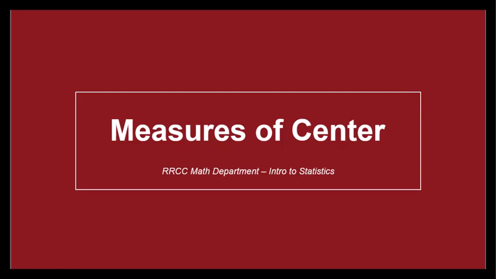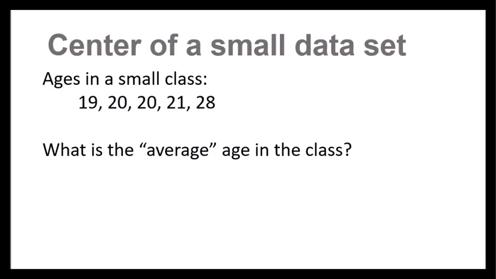Hi everyone, in this video we're looking at measures of center. So as an example, I want to look at a really small data set. These are some ages in a class. So ages of people, we have 19, 20, 20, 21, and 28. And the question that we're trying to answer when we're talking about measures of center is essentially what is the average age in the class?